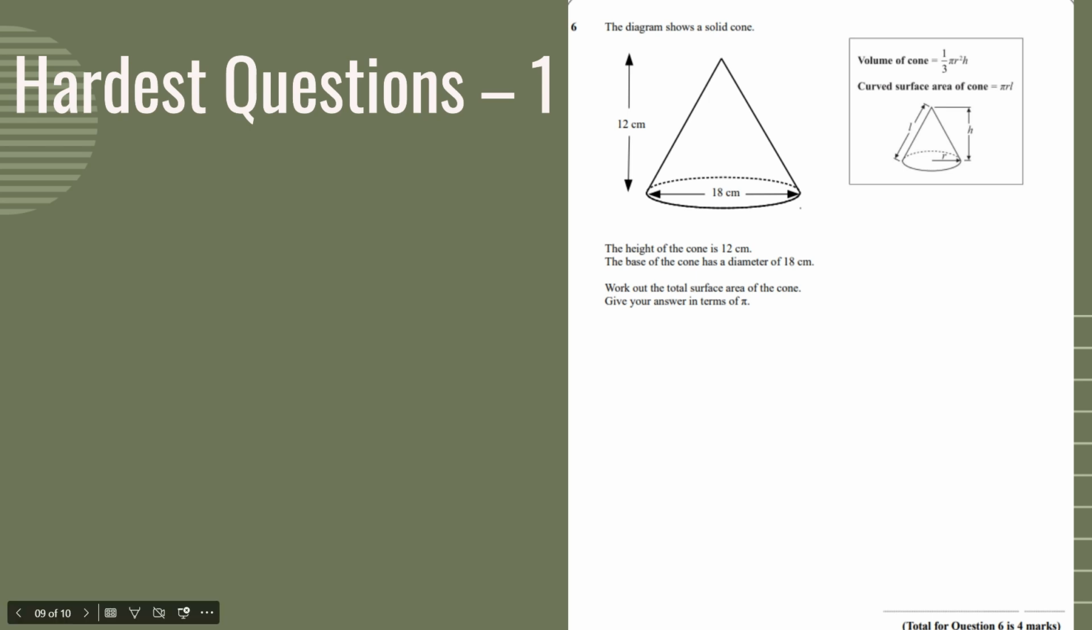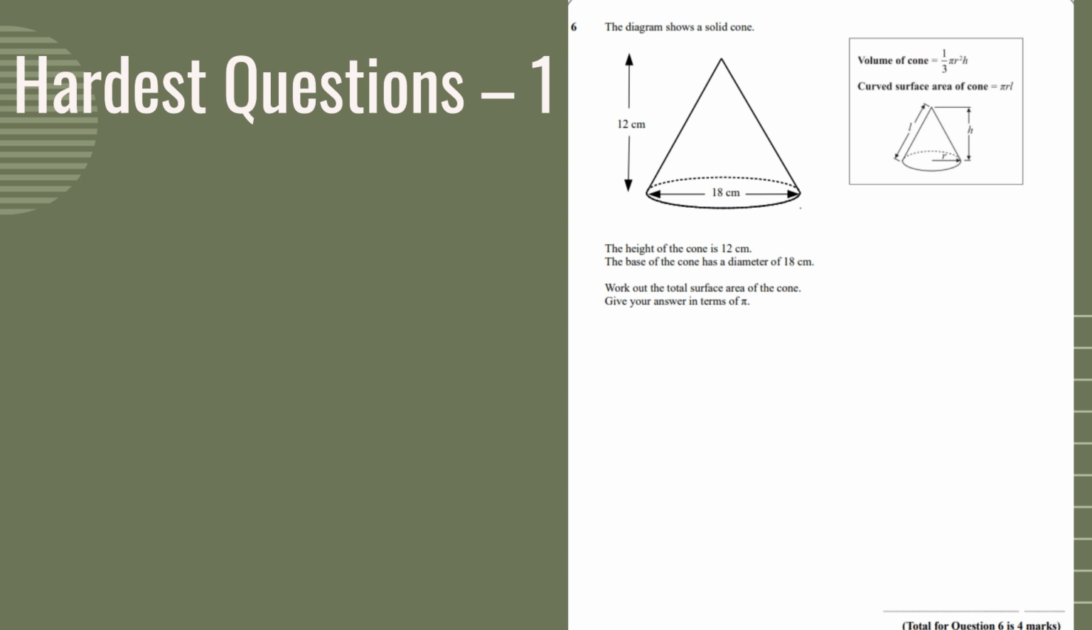Now it's time to have a go at some of the hardest exam questions you'll probably be asked on spheres and cones. Have a go, pause the video and unpause when you've done. So, the diagram shows a solid cone. The height of the cone is 12 centimeters and the base of the cone has a diameter of 18. Work out the total surface area of the cone and give your answer in terms of pi.